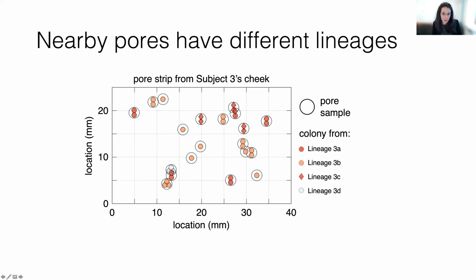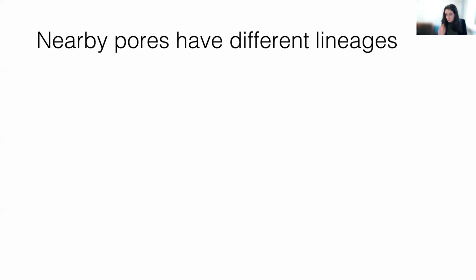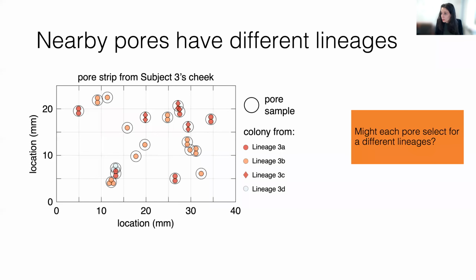You can see here that these three pores, which were within a couple of millimeters of each other, were each different. We got 3 colonies from one lineage from this pore, 2 colonies from another lineage from this pore, 3 colonies from another lineage from this pore. Really different lineages, really nearby. So we can ask, are these pores selecting for different lineages? Maybe just this blue pore just prefers blue lineages.